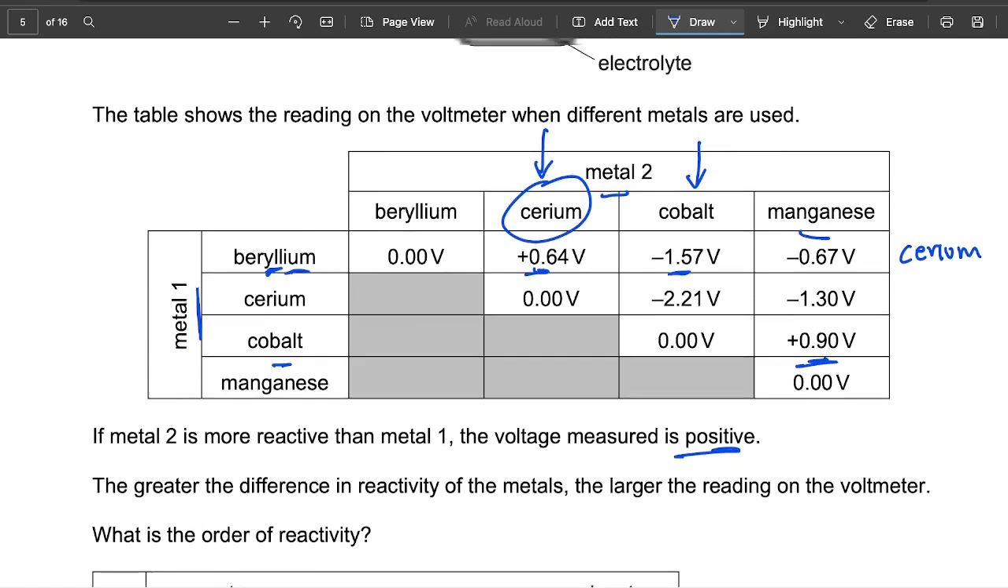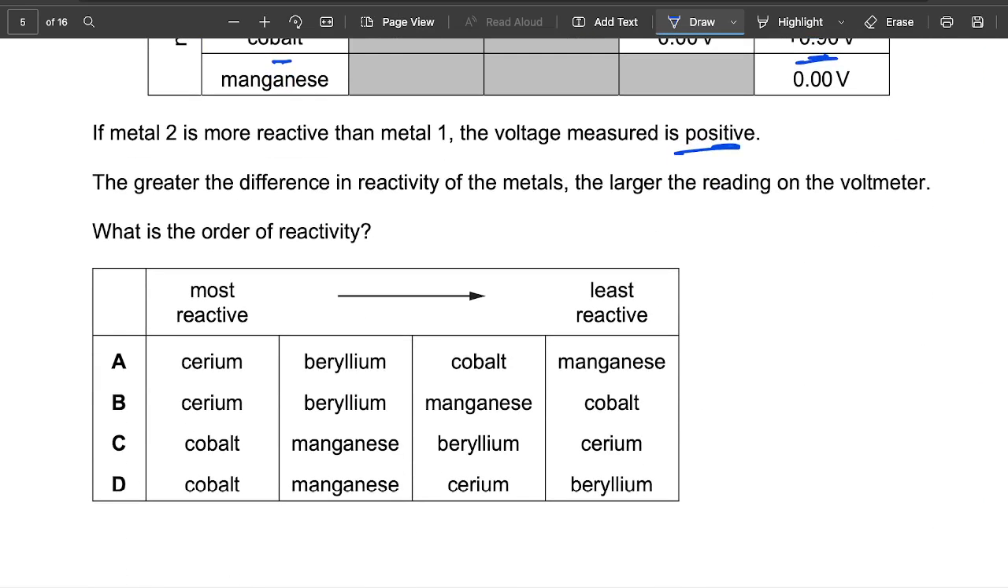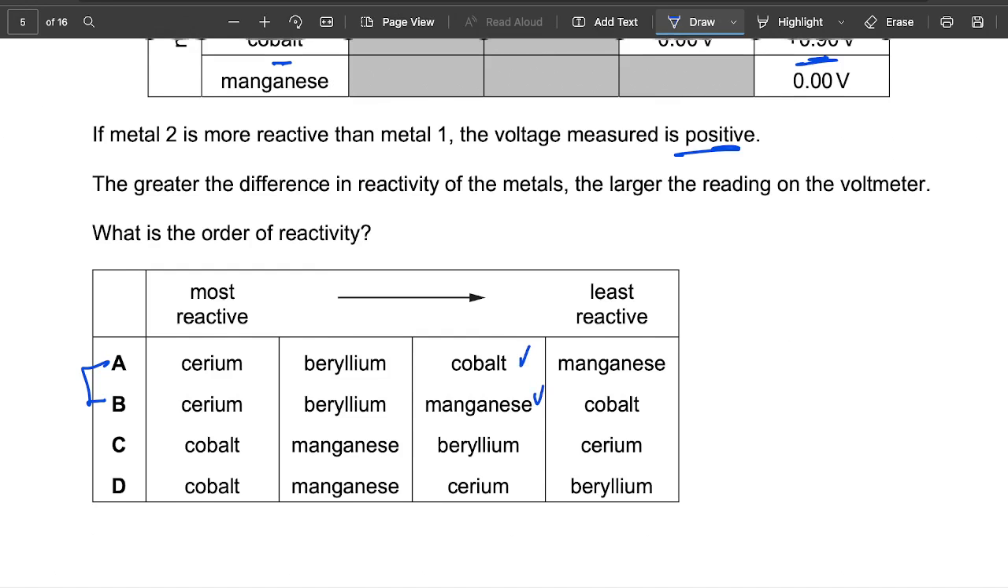Okay, so that's the most reactive element. So yeah, that is the most reactive. So it's between these two. Okay, then is beryllium more reactive? Yeah, so now we need to look at between cobalt and manganese, which one is more reactive.